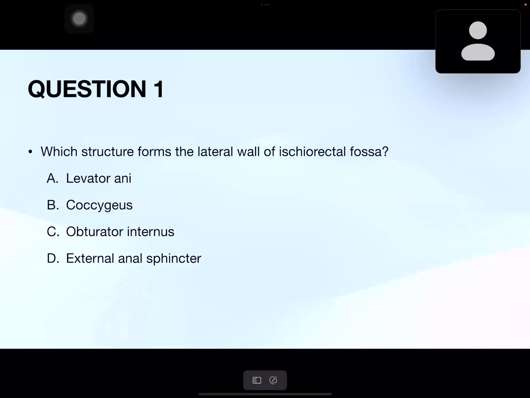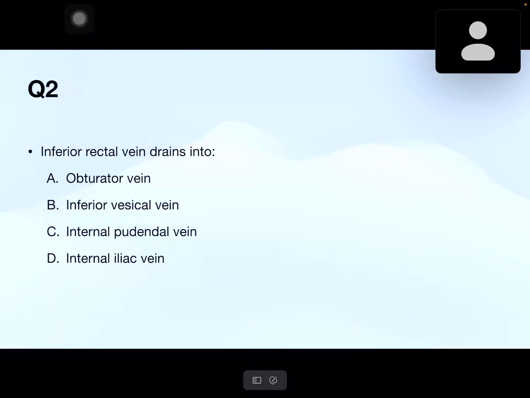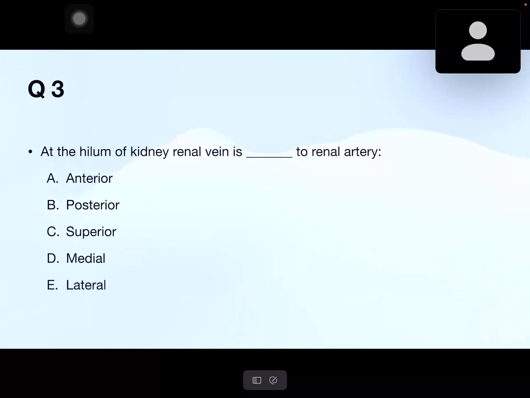Question 1: which structure forms the lateral wall of the ischiorectal fossa? Is it the levator ani, coccygeus, obturator internus, or external anal sphincter? Great. So the inferior rectal vein drains into the obturator vein, inferior vesical vein, internal pudendal, or internal iliac vein? Internal pudendal, very good.